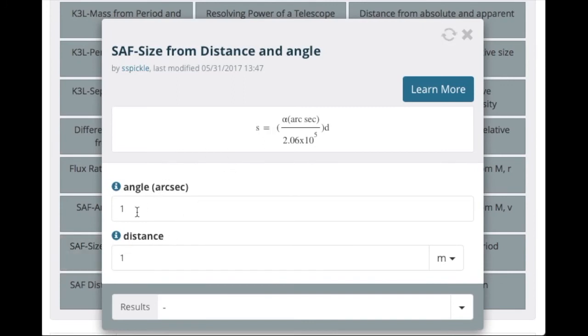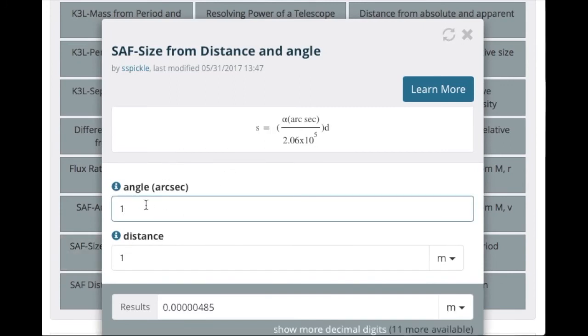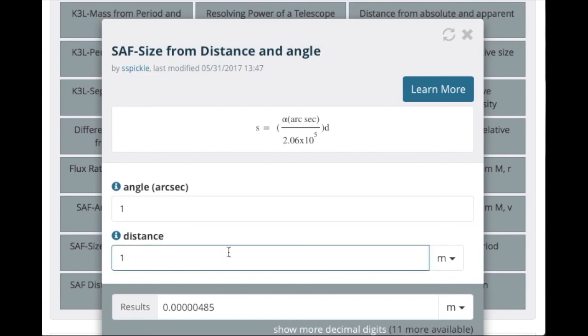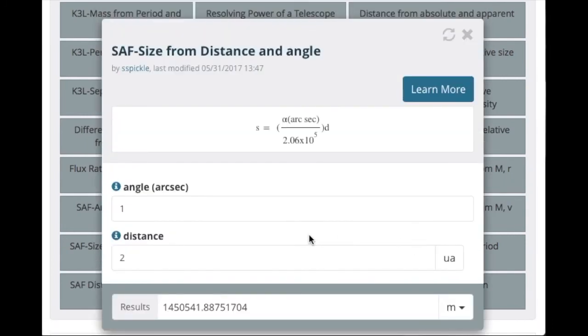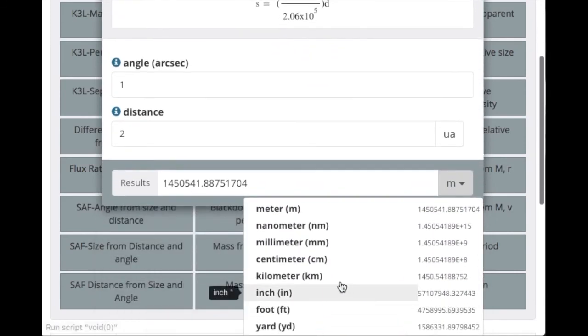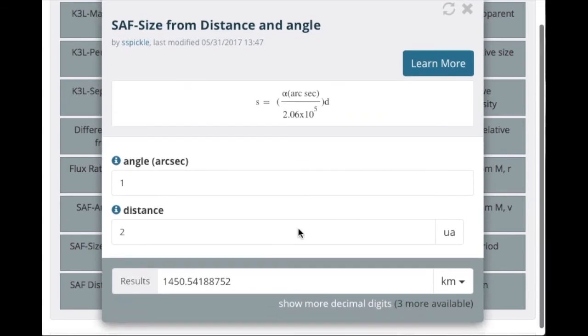And we're given the angle is a certain number of arc seconds. And the distance is whatever it is. So suppose the distance turned out to be 2 astronomical units. You could just put in 2 and then choose astronomical units here. Boom. And it tells you the size of the thing in meters. A 1 arc second separation between the two ends of an object, knowing its distance is 2 astronomical units, that means its size is going to be so many, let's convert to kilometers so it's easier to talk about. Looks like it's 1400 kilometers in size.